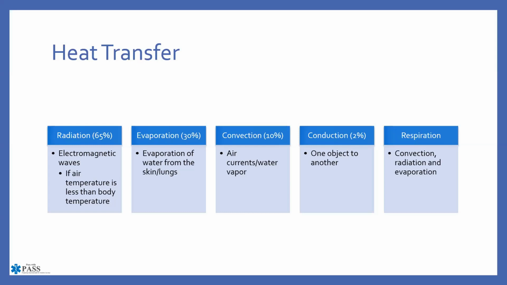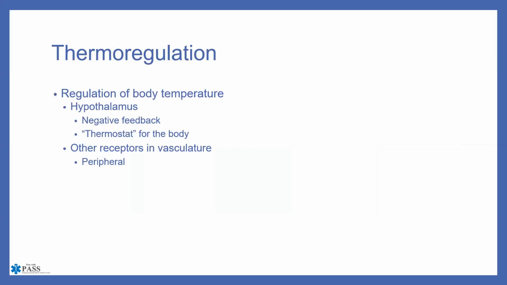So those are the two biggest ways that we can actually have heat transfer, but we can have it all the way down to conduction at 2%, when we are touching one object and we are able to conduct heat from one thing to the other. So it's all regulated by the hypothalamus, and this is a negative feedback system, and it is basically also known as the thermostat for the body.